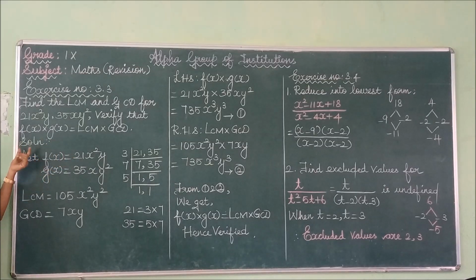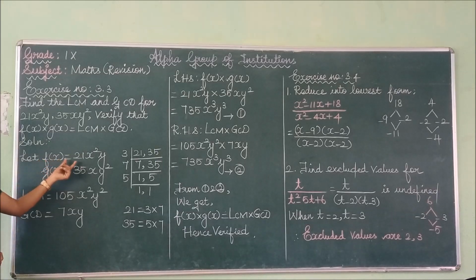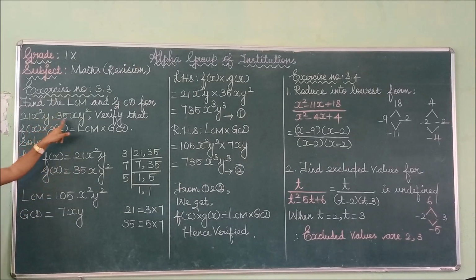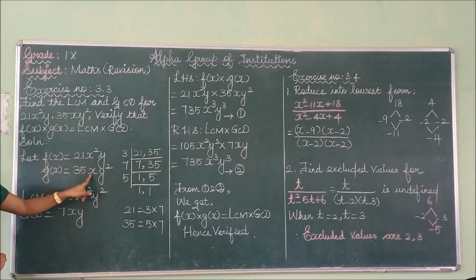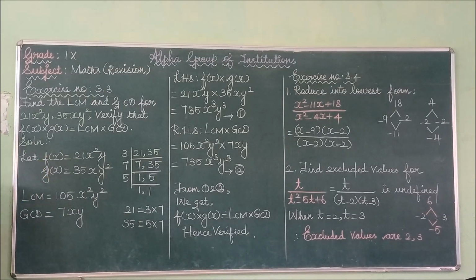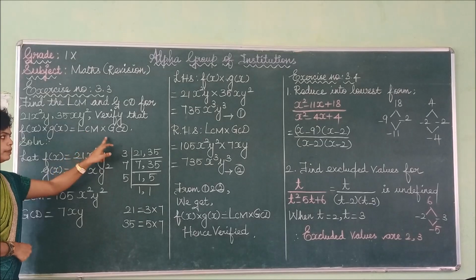So listen here, write the solution. They have simply given you the polynomials. Now we are going to take the notations. f of x equal to 21x squared y and g of x equal to the second polynomial 35x y squared. So f of x and g of x we have read from the question itself. Now we are going to find the LCM and GCD.